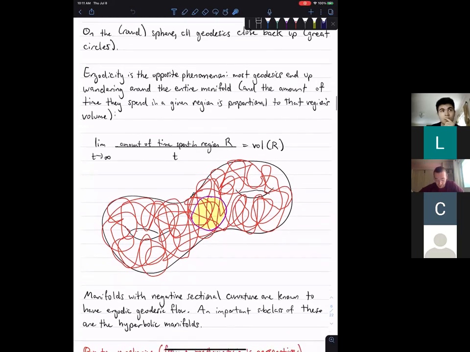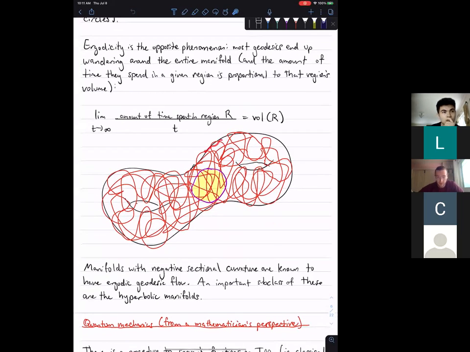So you should picture something like this. This picture is kind of a cartoon. This is supposed to be like a 2-hole donut, if you can see. You've fixed some region, this yellow region here, and you've chosen some geodesic and you let it run for a really long time.